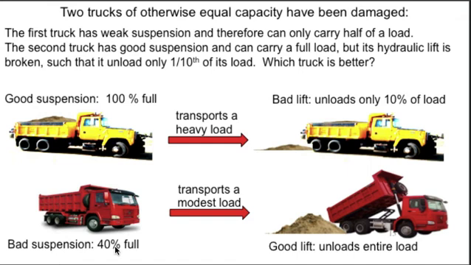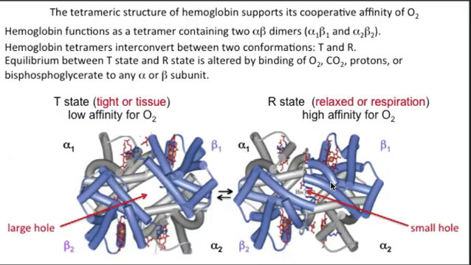We have another truck that doesn't have good suspension, so you can only load it about half full of sand. But the lift is fine, and therefore, when you go across town, you lift, all the sand comes out, it's delivered a complete payload. So the truck that carries the least can actually deliver the most, and this is how hemoglobin works. Now I want to take a look at this tetrameric state. This binding of oxygen to hemoglobin, this cooperative behavior, is dependent largely upon the tetrameric shape. And I want you to be familiar with the overall tetrameric shape, and I want you to be familiar with the terms T state, which is tight or tissue, and R state, which is relaxed or respiratory.